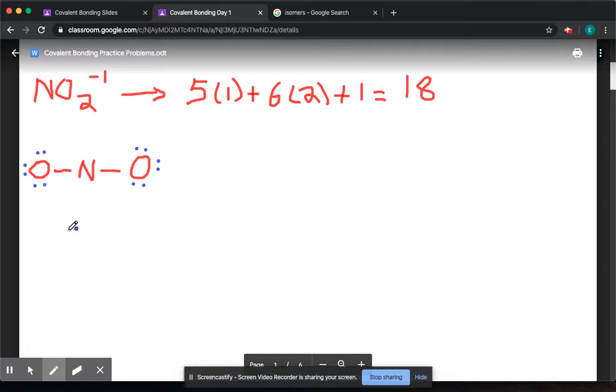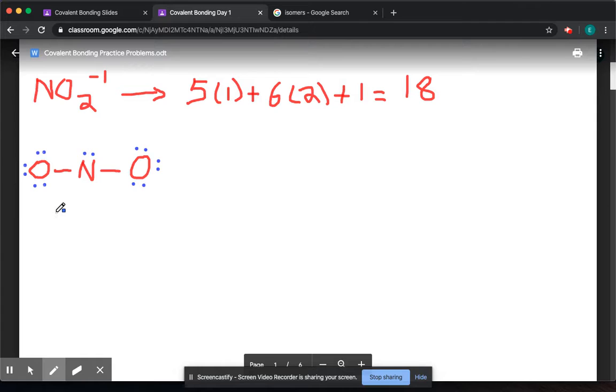All right, let's count out how many we've used. So we've used up 2, 4, 6, 8, 10, 12, 14. We've used up 16. And we have 18, which means we have 2 left that we can use. The nitrogen right now only has 2, 4. It needs 4 more. But I only have 2 more to work with. So now we've used up all 18. That's 8, 16, 17, 18. The oxygens are happy. They have 8. The nitrogen is not. It only has 6. 2, 4, 6. Okay? Which means, again, we need a double bond.